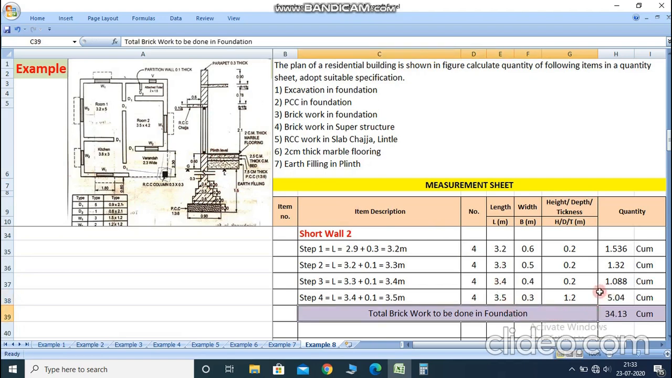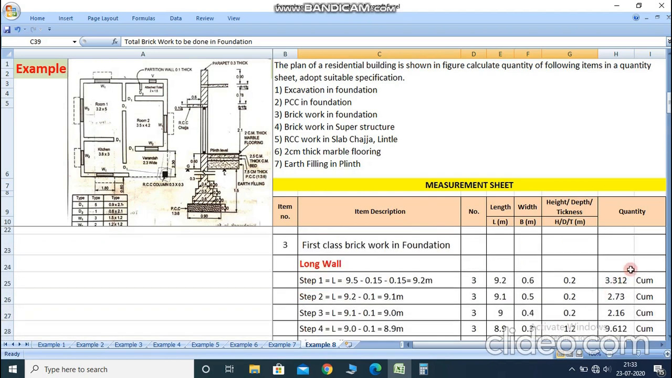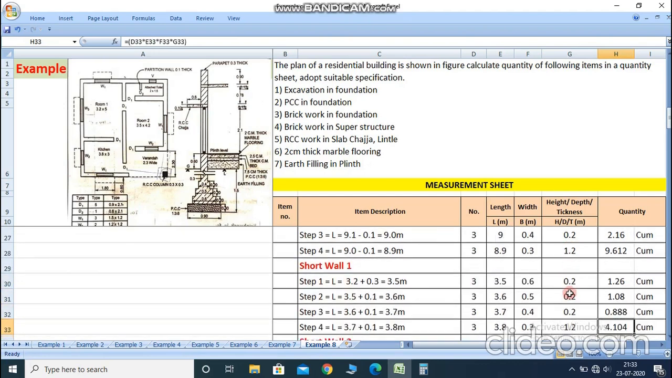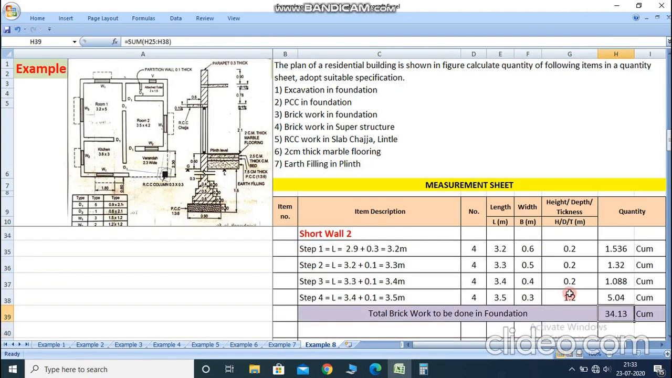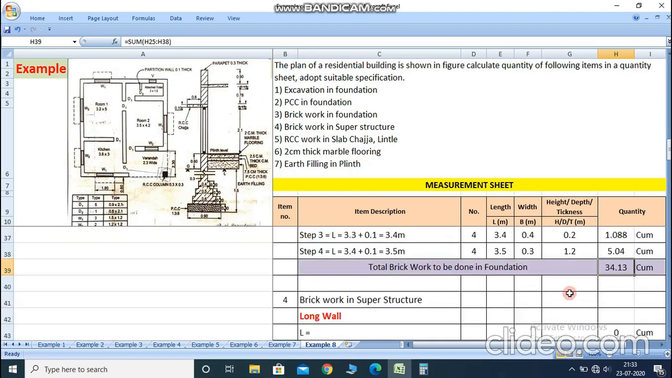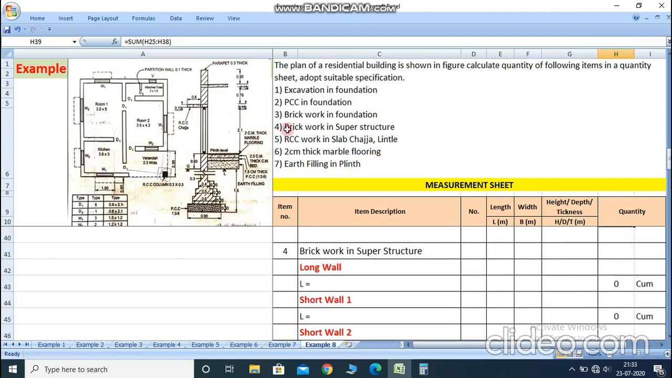Now the summation of all the values, from the long wall steps 1, 2, 3, 4, then after short wall 1 steps 1, 2, 3, 4, and then short wall 2 steps 1, 2, 3, 4. The summation of all the values gives an answer of 34.13. So it's the total quantity of the brickwork in the foundation up to plinth level. Clear? Then after, the fourth item we calculate is brickwork in the superstructure.